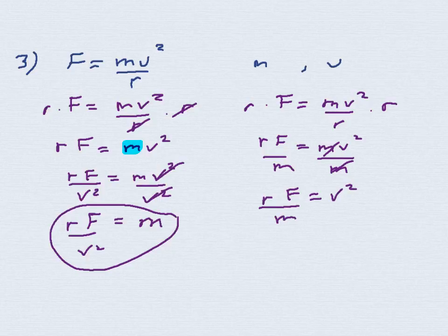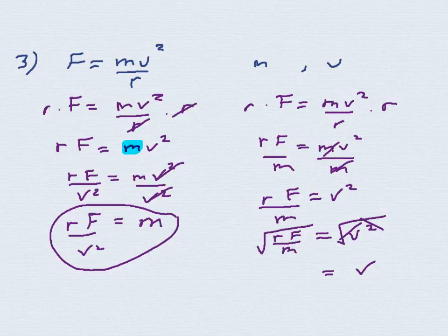Now last but not least, we're not done because we want to know what v is, not v squared. The opposite of a square is a square root. So that will cancel, leaving you with just a v, as long as you do the same thing to the other side. So the square root of r times F over m.